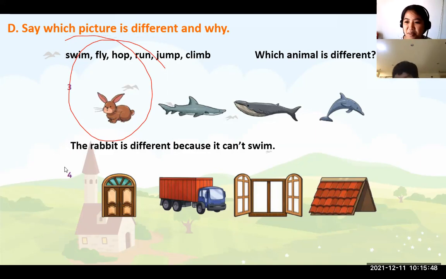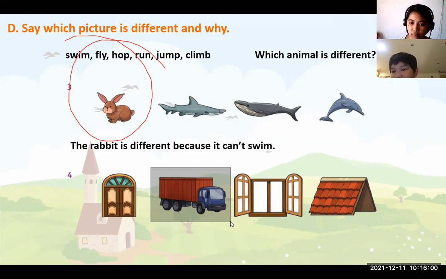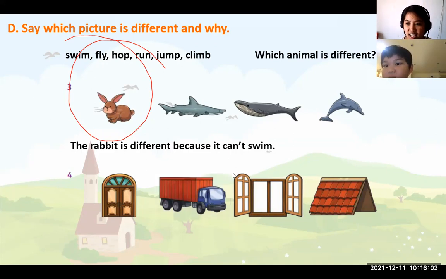Okay, so for number four, Zen, what is this picture? Window. A window, very good. How about this one? Truck. A truck, yes. A truck in the dock. Okay, so how about here?